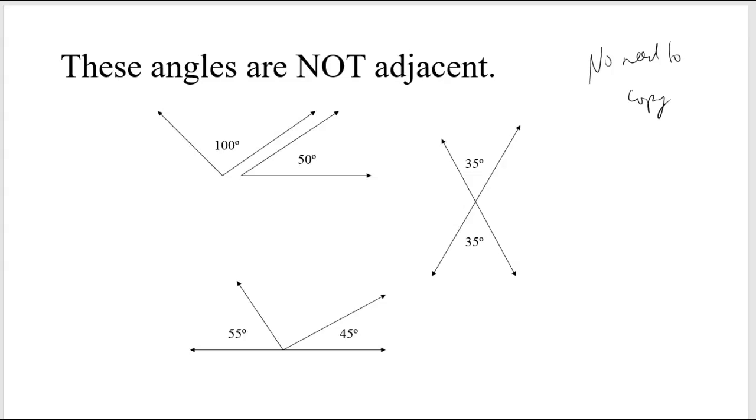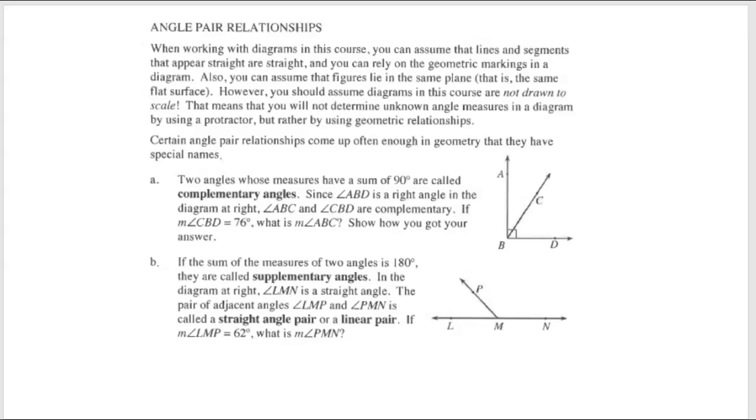Now we have very specific types of adjacent angles that we want to talk about. And these two can be found over here. So I would like you to please copy down this: 2 angles whose measurements have a sum of 90 degrees are called complementary angles. And you can copy down this picture right here as well. Now, these angles are going to be adjacent angles. I'm going to abbreviate adjacent to ADJ. So they are right next to each other.